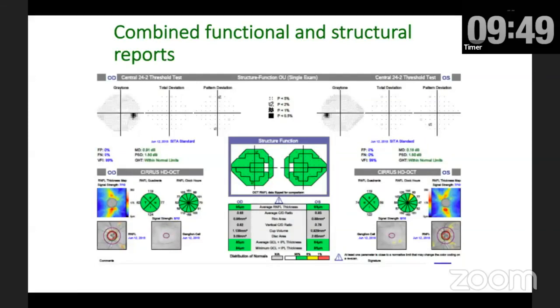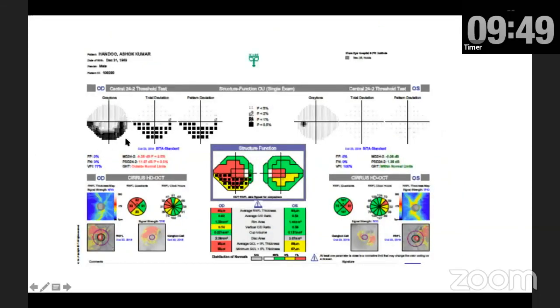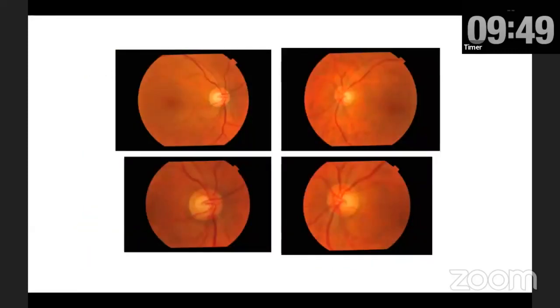You can also compare the function and structure in the same printouts now by using software like the Forum, where you can overlay the field parameters, the values, over the OCT and actually compare and see if it's all fitting in. Just to show an example over here, you have an inferior arcuate matching the superior loss. You can actually superimpose that data and compare it over time. And also if you look at the follow-up GPA analysis, you can get both structure and function on the same GPA analysis printout.